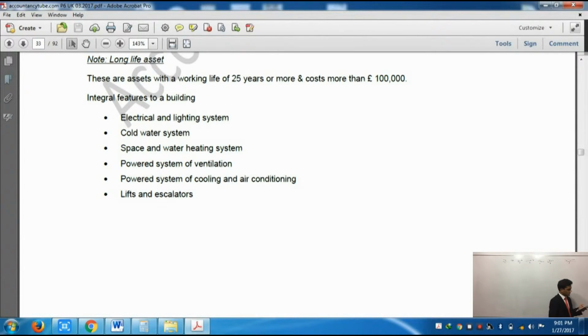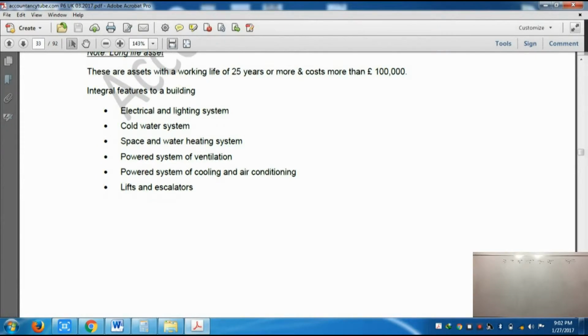So these are very, very important things. That's why these are called integral features of the building. So these will all go into the special rate pool, as we said. All right.